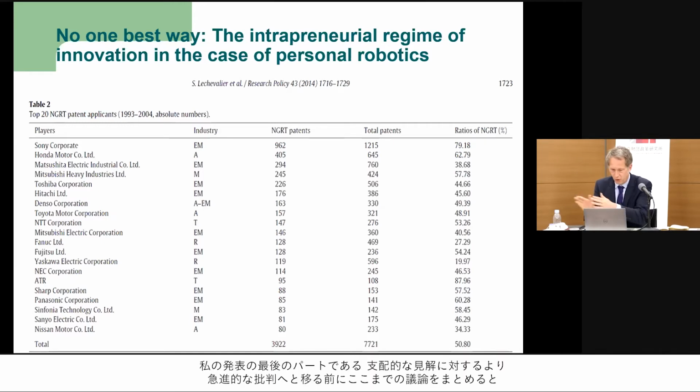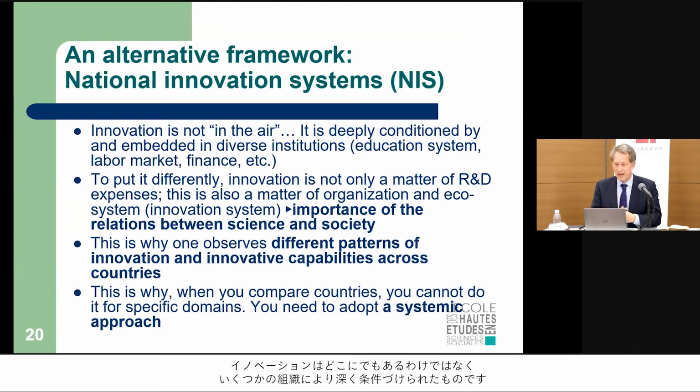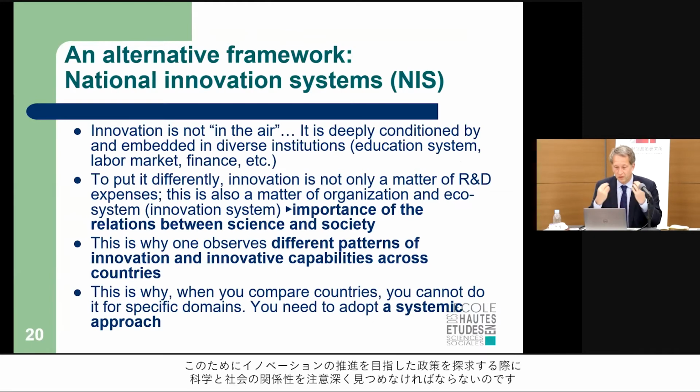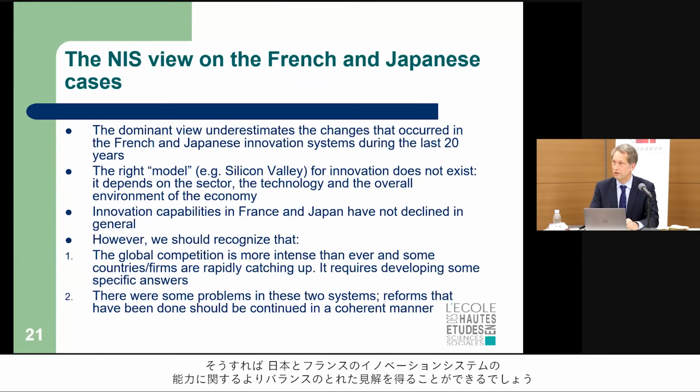Basically, to summarize before moving, in the last part of my talk, to a maybe more radical criticism of this dominant view: innovation is not in the air, and it's deeply conditioned by a set of institutions. That's why when we look for policies aiming at promoting innovation, we have to look very cautiously at the relationship between science and society. If you do so, you will have a more balanced view on the capabilities of the Japanese and French innovation systems.